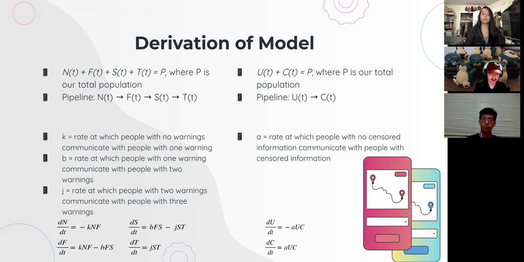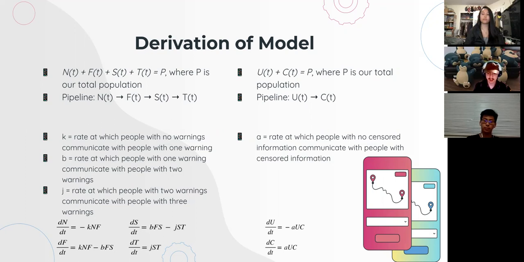So our sign for dN/dt is negative because everyone leaves this group. dF/dt and dS/dt are both positive and negative because people are entering and leaving these two groups. dT/dt is positive because everyone is entering this group on the right hand side.